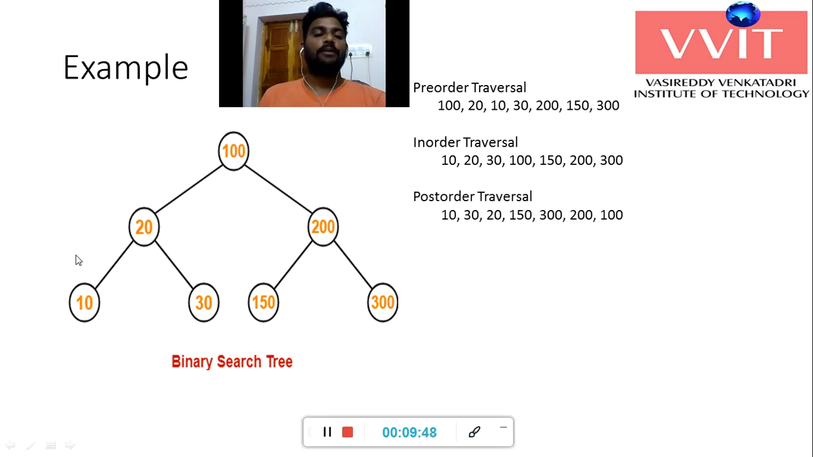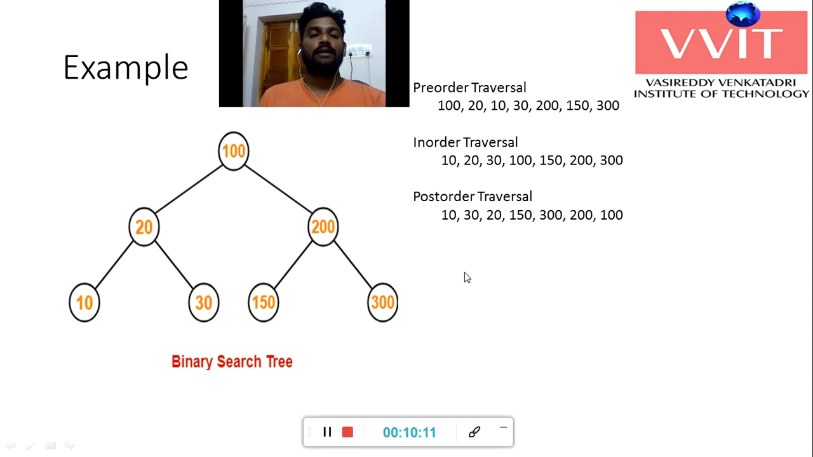The leftmost part of the root node is 10, 30, 20. The rightmost part of the root node is 150, 300, 200. The left is completed, the right is completed, and finally the root node value is 100. These are the post-order traversal elements. These are the binary search tree traversal techniques.